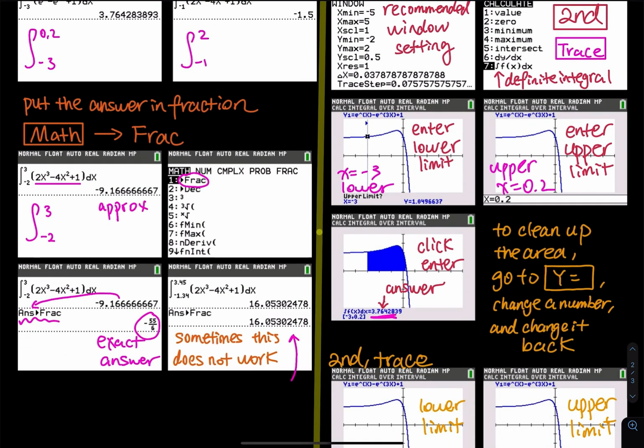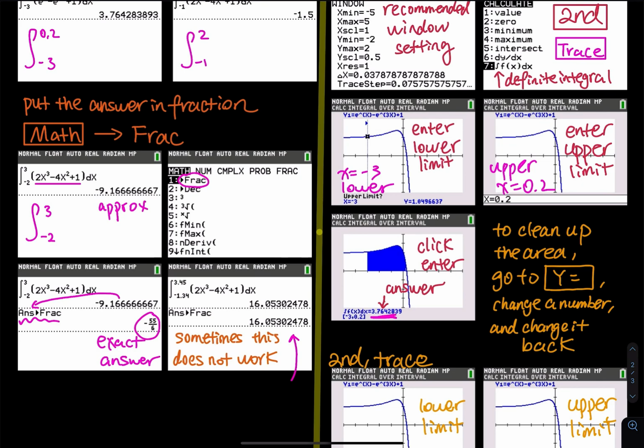All right, and then let's try something else. If you just go to second and then hit trace, and then you pick a different upper and lower limit, let me tell you this: this area does not go away. If you try different lower and upper limits, this area is not going to go away. How do you make this area go away? So here is what I found.